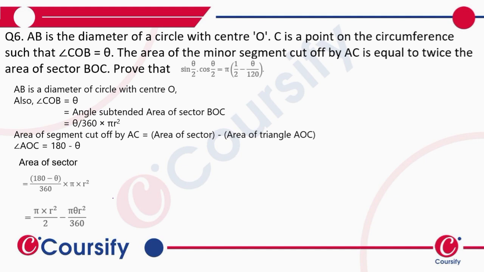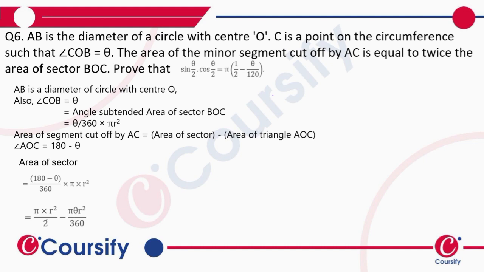Therefore, it is given that AB is the diameter. So, half AB will be R. Now, it is given that C is a point on the circumference such that COB subtends an angle theta at the center of the circle. The area of the minor segment cut off by AC is equal to twice the area of sector BOC.